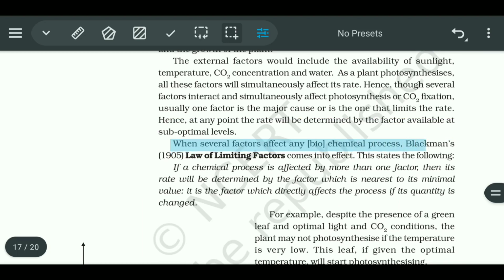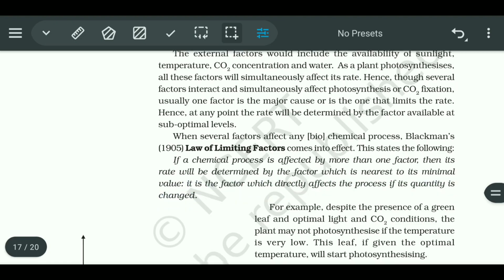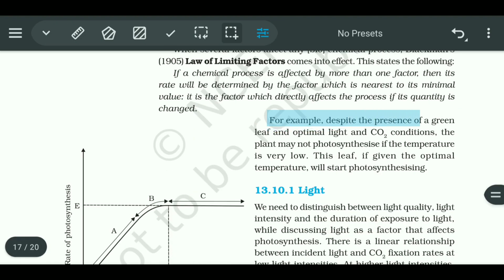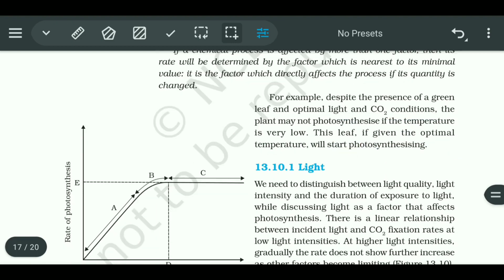When several factors affect any biochemical process, Blackman's law of limiting factors comes into effect. This states the following: if a chemical process is affected by more than one factor, then its rate will be determined by the factor which is nearest to its minimal value. It is the factor which directly affects the process if its quantity is changed. For example, despite the presence of a green leaf and optimal light and CO2 conditions, the plant may not photosynthesize if the temperature is very low. This leaf, if given the optimal temperature, will start photosynthesizing.